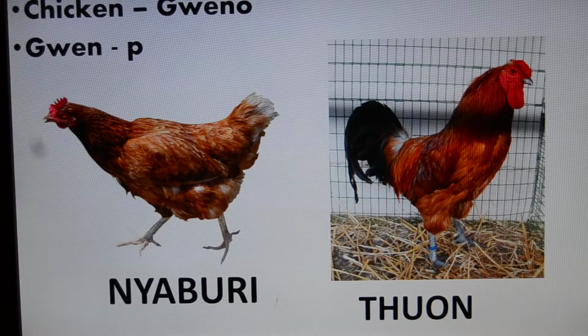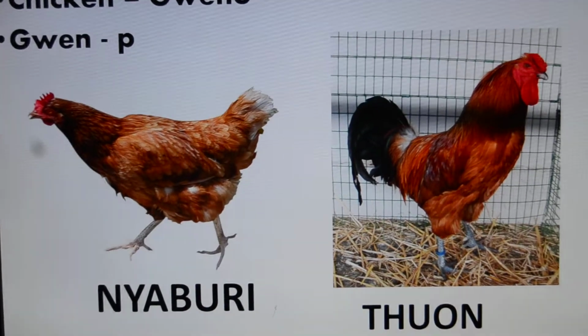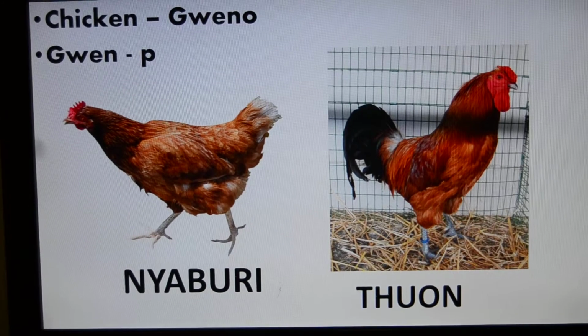We start with chicken. Now chicken is called gueno. If there are many, you call it guen. So gueno is one chicken, whether male or female, it doesn't matter. But if there are many, you say guen. And the male, that is the cock, is called tuon. Right down there, cock is called tuon.